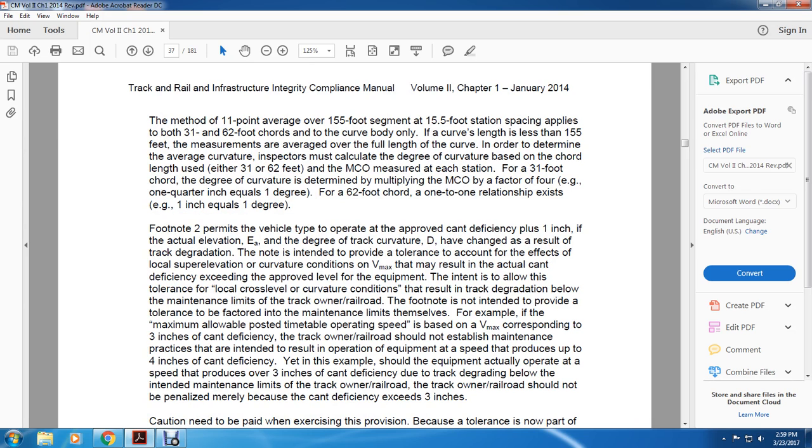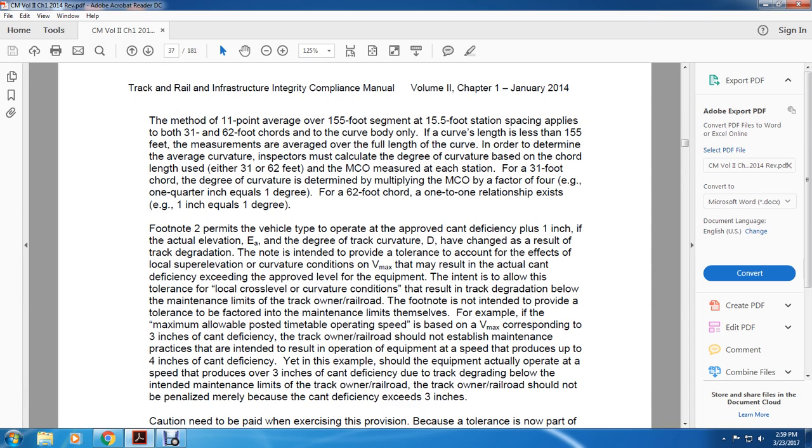Alright, footnote 2 permits any vehicle type to operate at the approved cant deficiency plus 1 inch, using the actual elevation AE and the track curvature D. The note is intended to provide a tolerance to account for the effects of local superelevation control and curvature conditions, Emax, that will result in an actual cant deficiency extending above the approved level of the equipment. The intent is to allow tolerance for low cross level and curvature conditions resulting from track condition degradation below the maintenance level of the track owner. The footnote is intended to provide the balance of the factor maintenance limit itself.